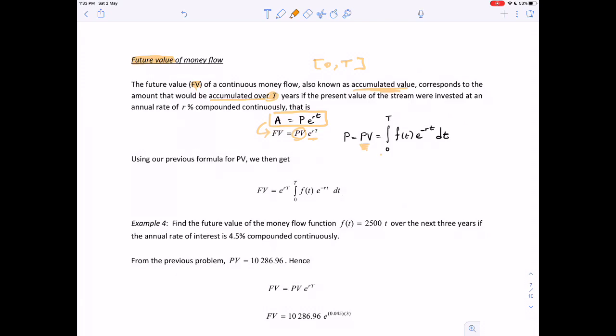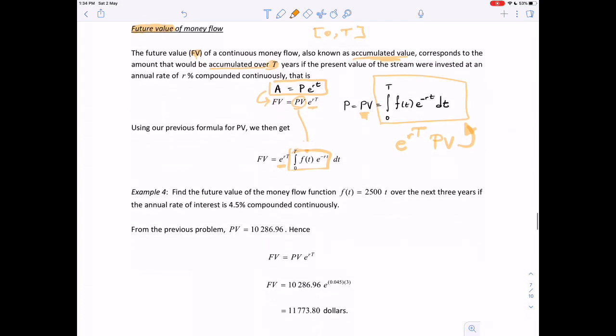Present value had a formula that we just derived, we just calculated. So if we plug in that present value here, we get that integral, and e^(rT), well, that just stays in place. And so there is our future value. It's the present value, e^(rT), times the present value formula that we just used.